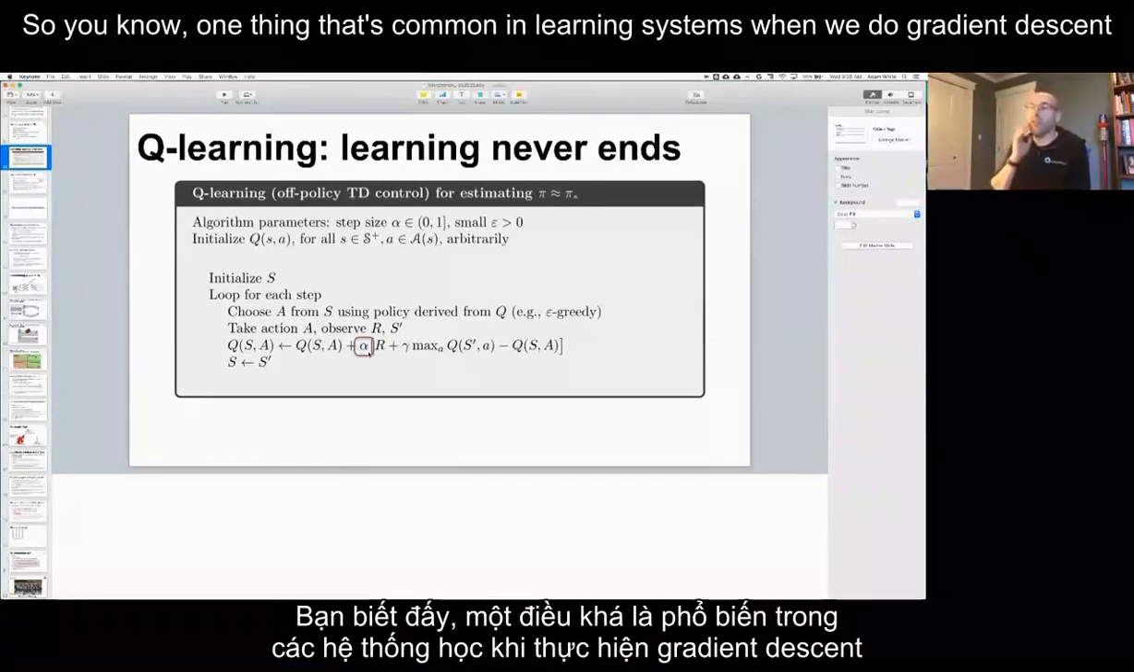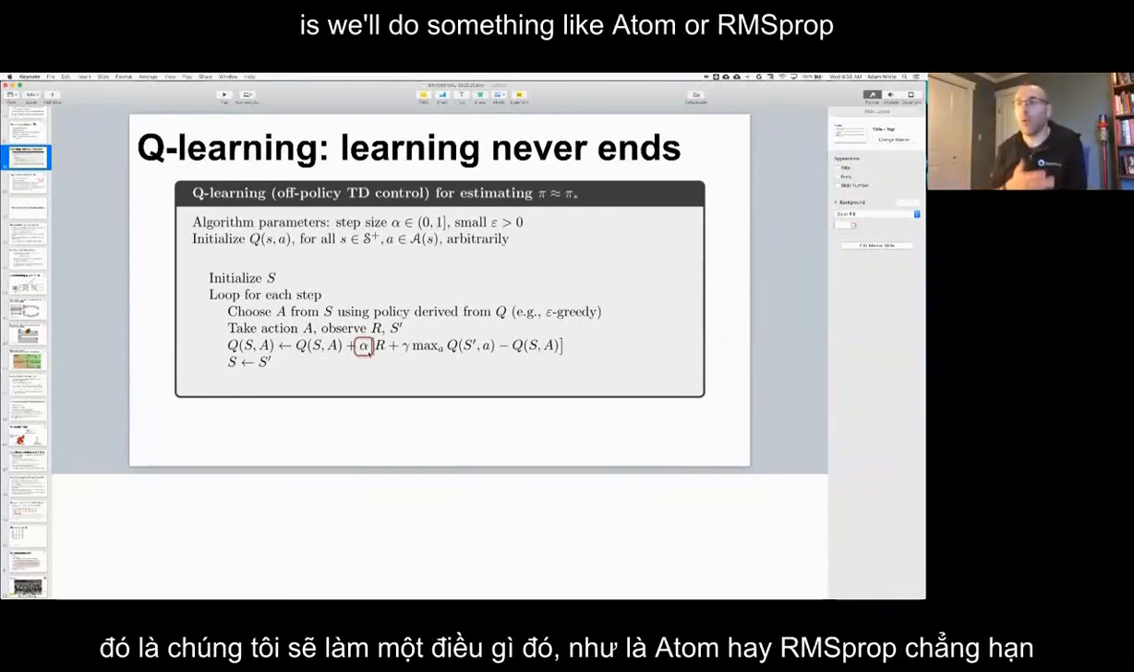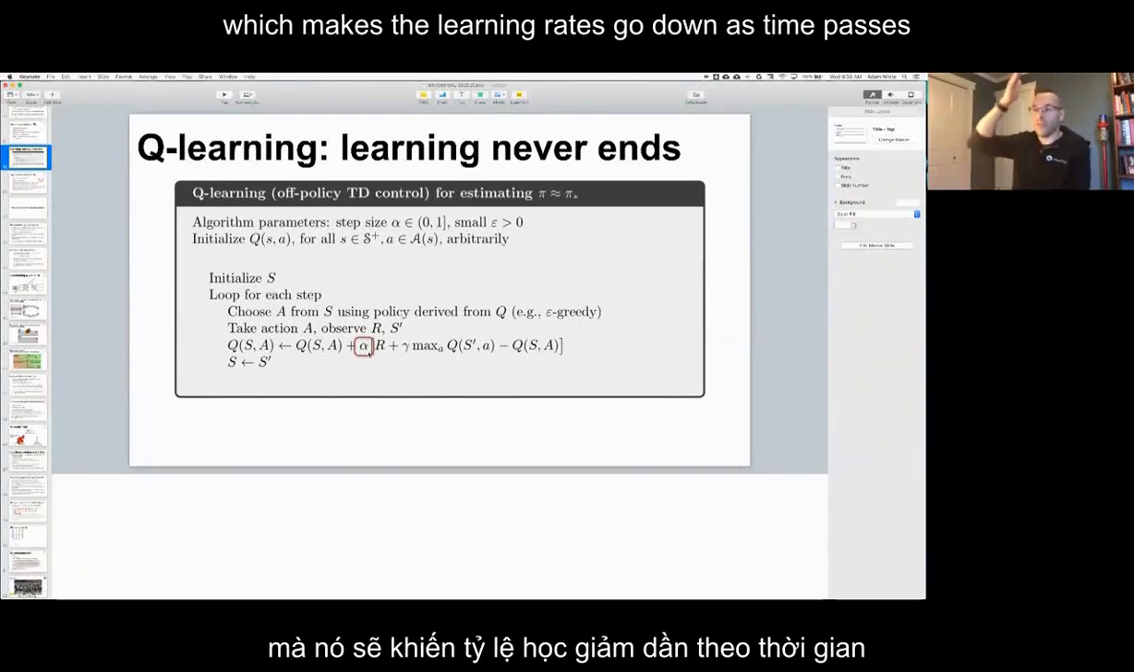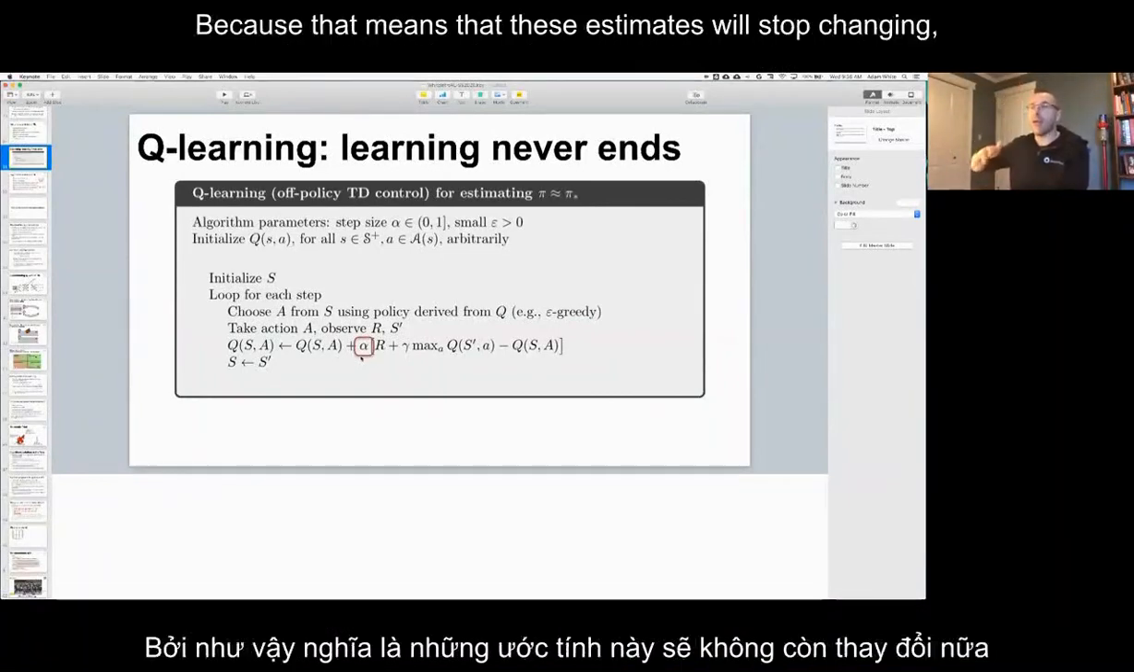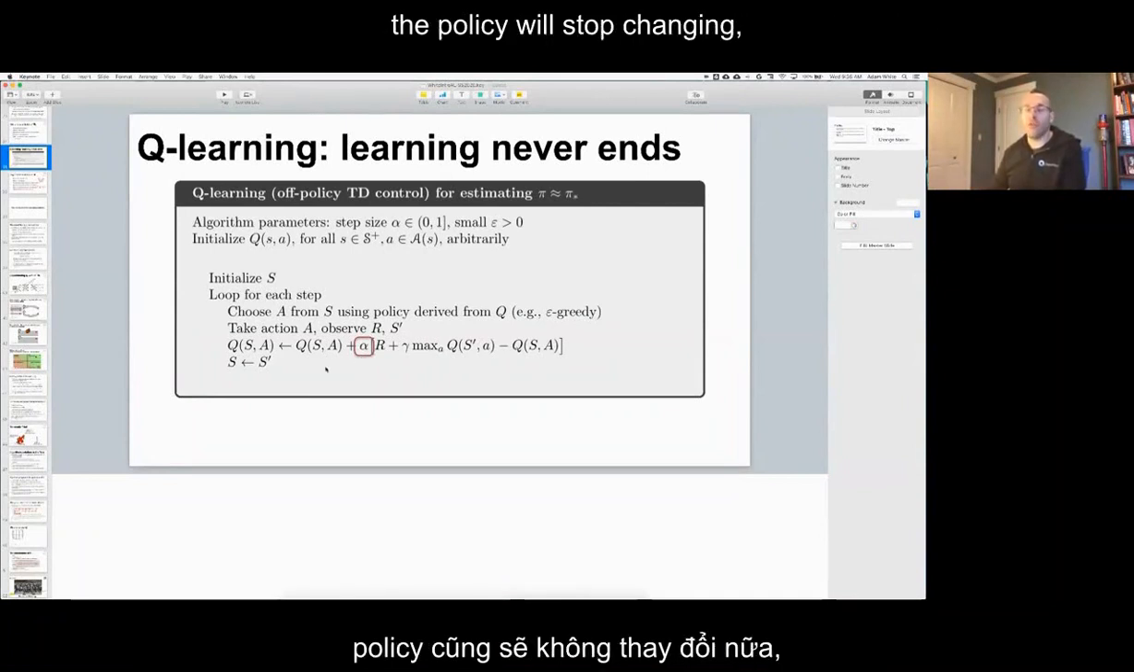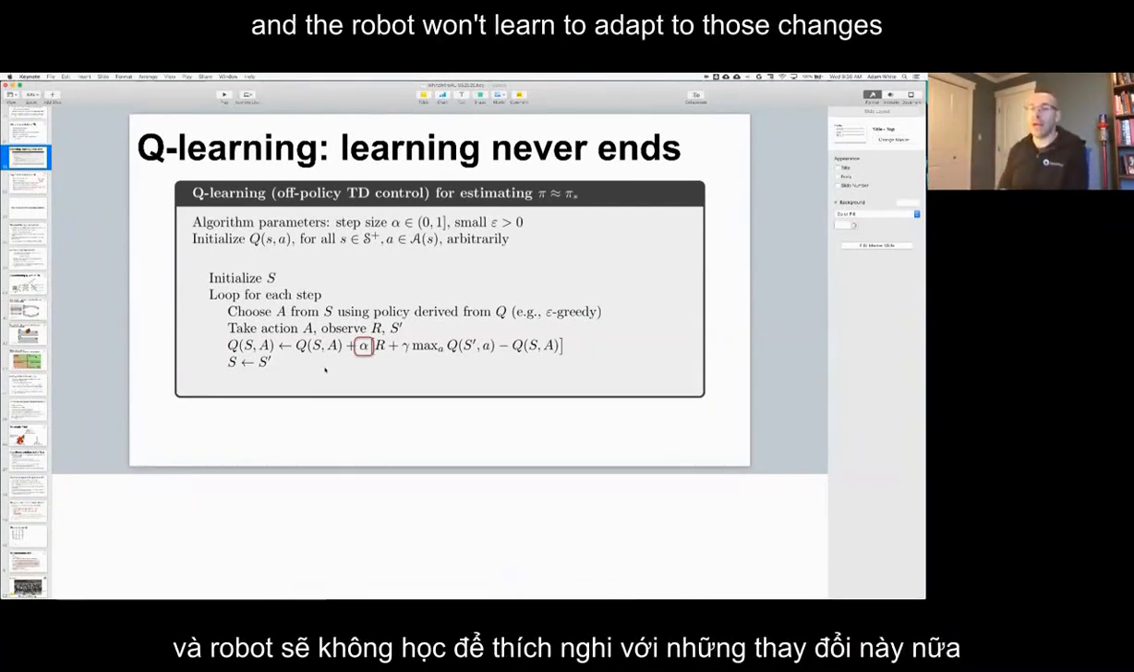So, one thing that's common in learning systems when we do gradient descent is we'll do something like ADAM or RMSprop, which makes the learning rates go down as time passes. And in a lot of cases in reinforcement learning, when we have these non-stationary problems, we can't have the learning rate decay, because that means that these estimates will stop changing, the policy will stop changing, and the robot won't learn to adapt to those changes.